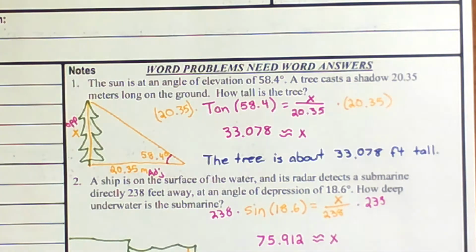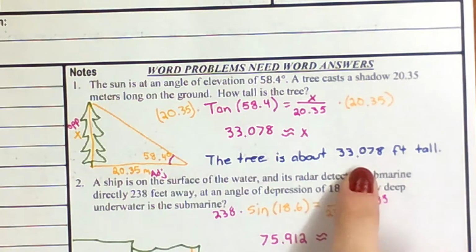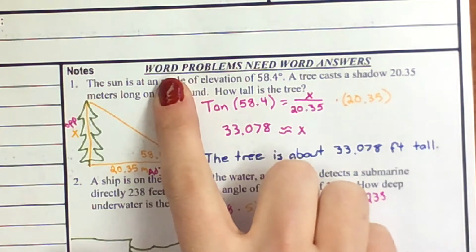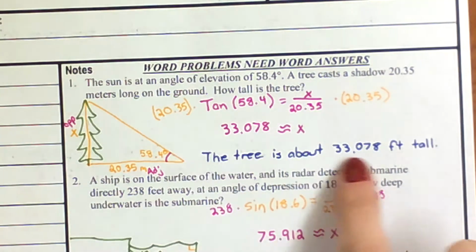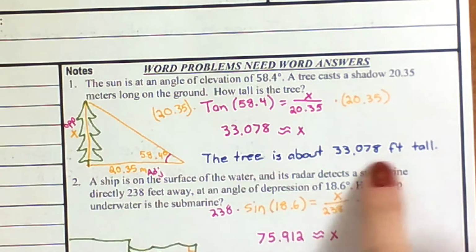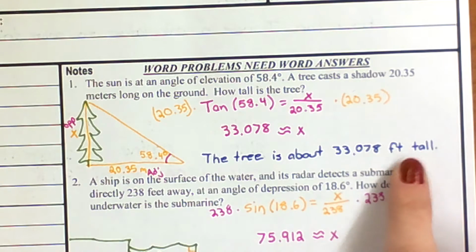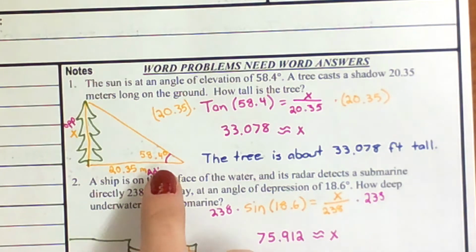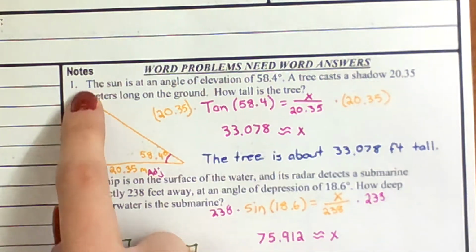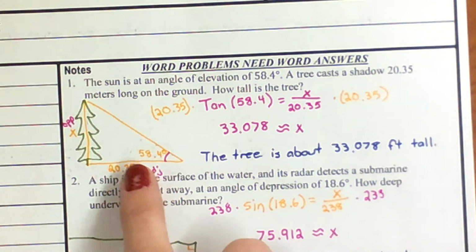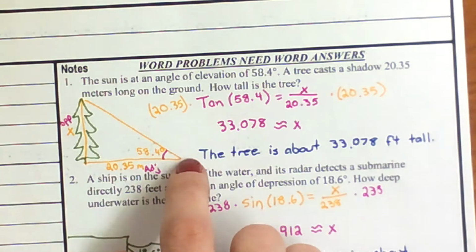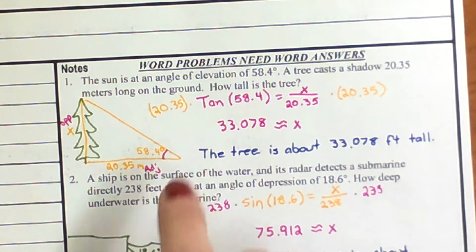On the back of the page are some word problems. Go ahead and try those and then check back in with me. Okay, so we should have gotten that the tree is about 33.078 feet tall. Now this is important: word problems need word answers. If there's a word problem, I expect you to give at least one complete sentence for your answer. We have an angle of elevation, so that should be 58.4. It asks how tall the tree is, so we want the vertical rise. Remember, your shadow is seen on the ground, so that's where my 20.35 is.